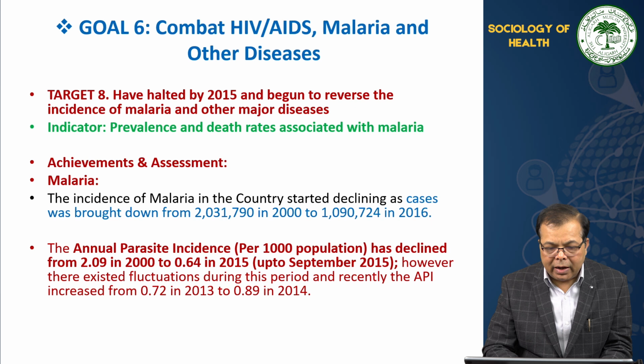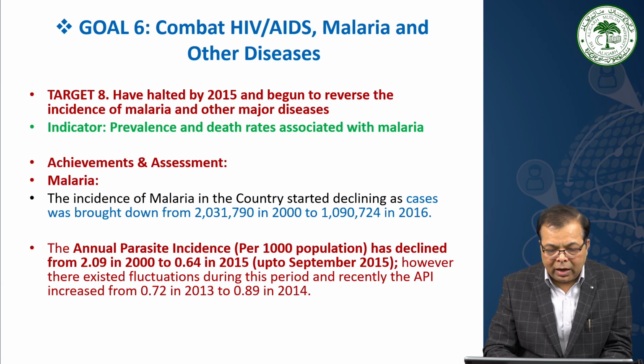Then we come to the next target, that is target 8: have halted by 2015 and begun to reverse the incidence of malaria and other major diseases. So the indicator here is prevalence and death rate associated with malaria. And what are the achievements?